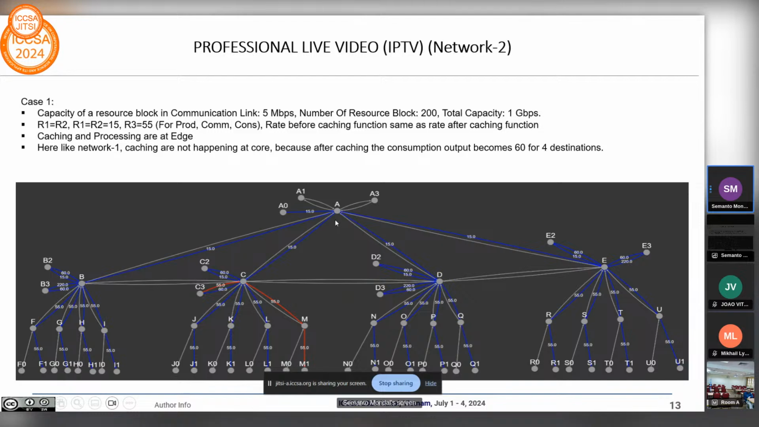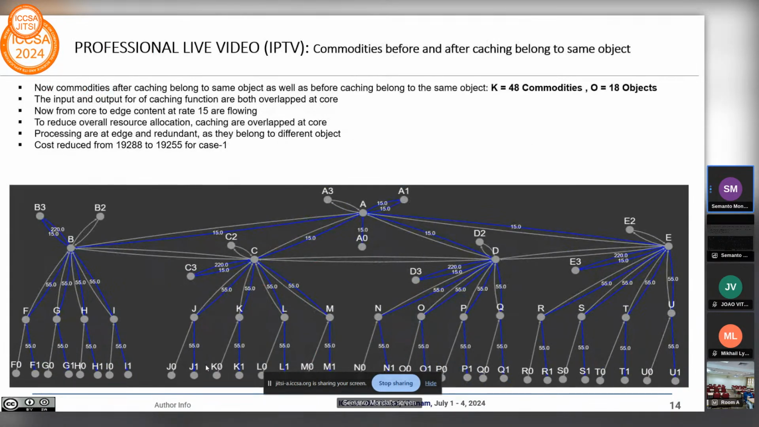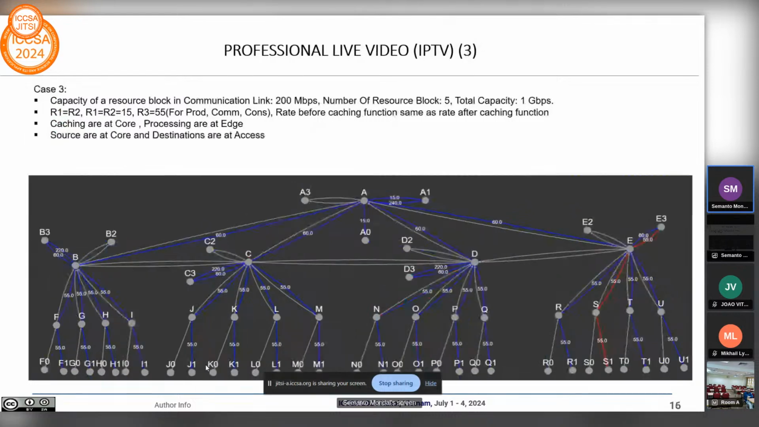So here we can see the same thing, that is caching and processing are happening at the edge, the source is at the core, and the destination is at the access layer. But when we jump to case 3, that is 200 Mbps, when you increase the communication link capacity to 200 Mbps, we can see that now caching is happening at the core. That means now we can utilize the power of overlapping.